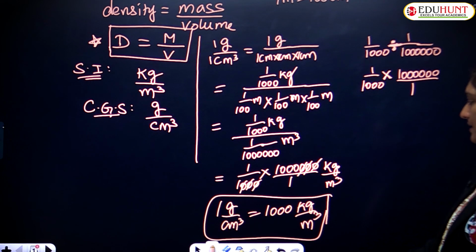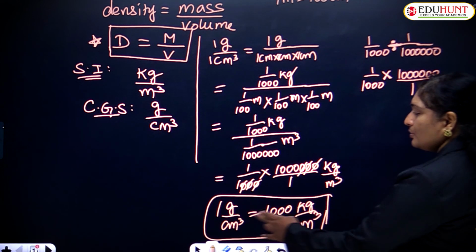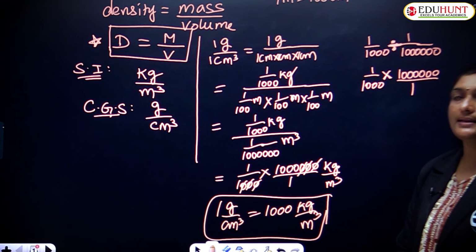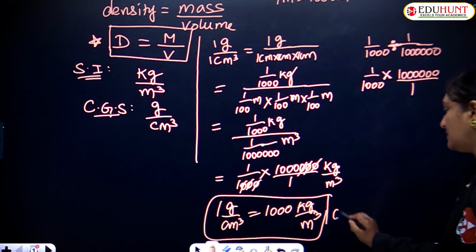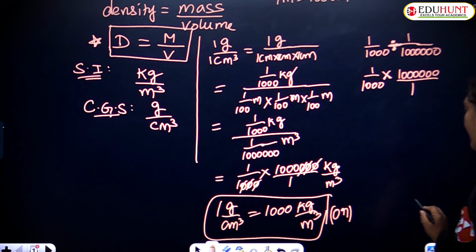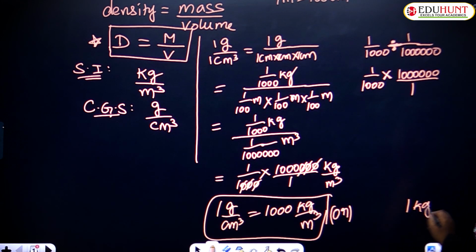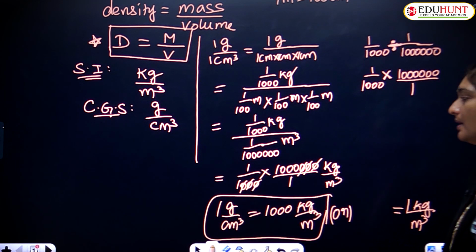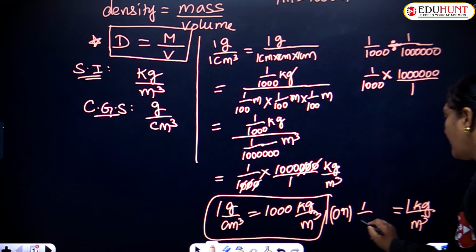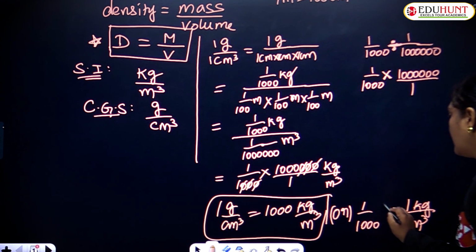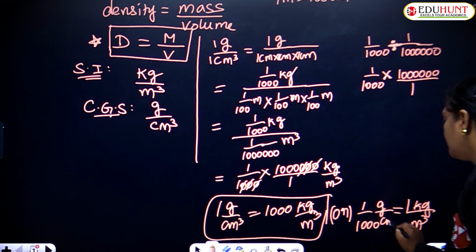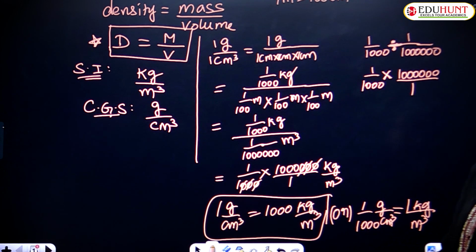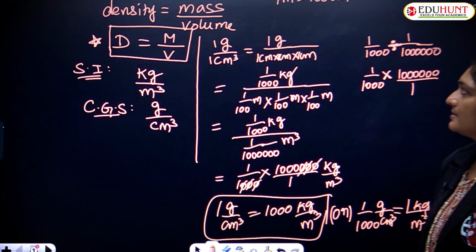In the later case, 1 kg per meter cube is equal to 1 by 1000 gram per centimeter cube. Similarly, if I write 1 kg per meter cube, this is equal to, bring the 1000 to the other side and it becomes reciprocal, then 1 by 1000 gram per centimeter cube. I hope you understood. So let us revise.